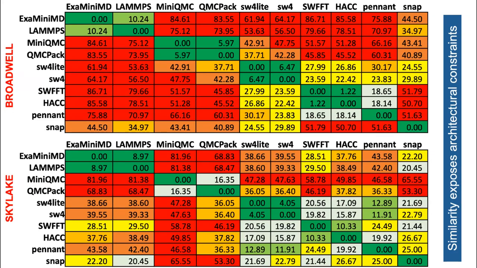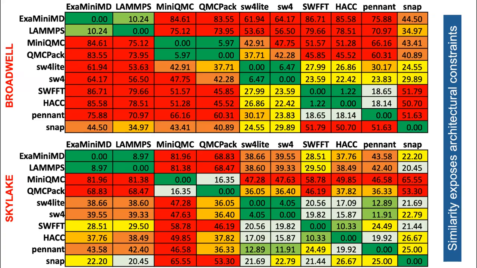Now, we haven't had time to really dig into what's going on here, but our operating theory is that it is probably due to the improved memory performance and the improved memory system on the Skylake platform. And these applications over on the right tend to be kind of more memory dependent. And so that improved memory behavior, we think, is what is making them more similar to each other.